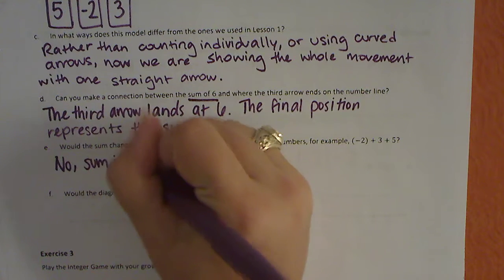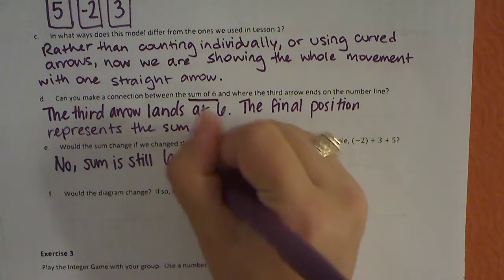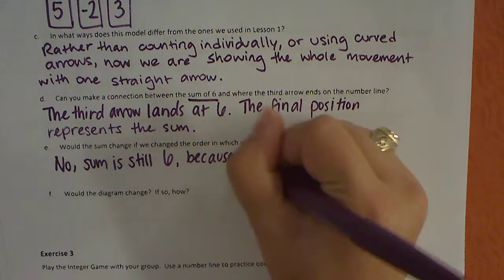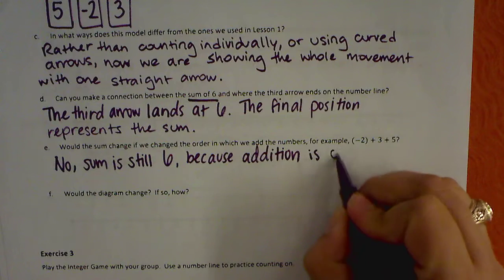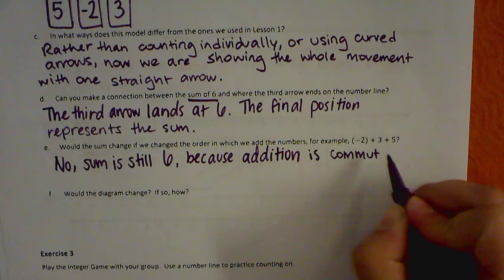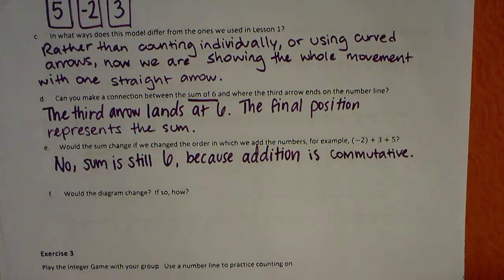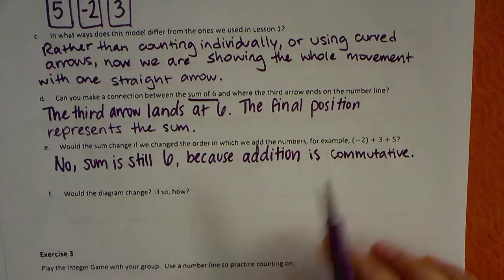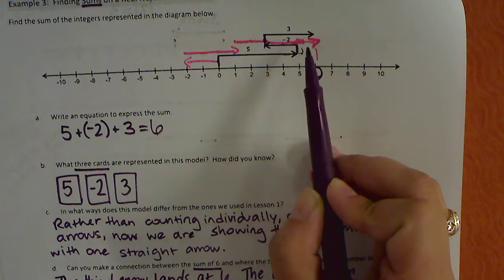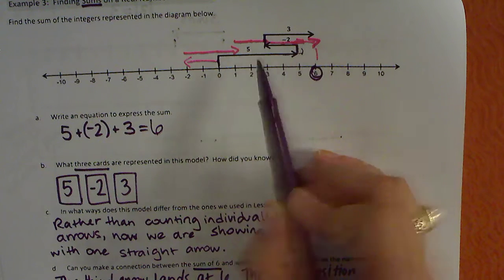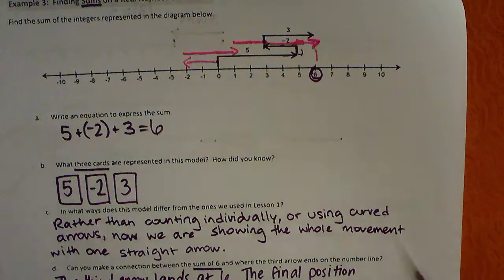The sum is still 6 because addition is commutative. Commutative is another vocab word we're going to be using, which means that you can move them around and they still add up to be the same thing. Would the diagram change? If so, how? Yes, it did. We showed how when we drew it, you started at -2, then went 3, then went 5. So this pink is a different diagram than what we had before, but it still lands at 6.